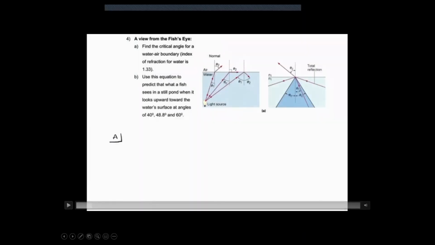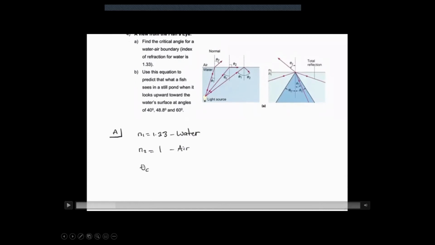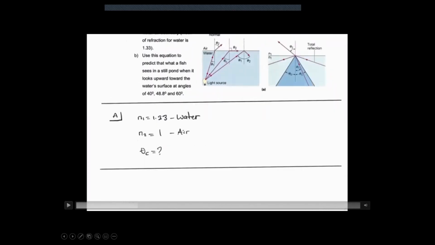In essence, this problem, I'm hoping that I've done this numerical problem, because the numbers here are kind of interesting. We're going to be looking at things from a fish's eye. So let's find the critical angle. This is going to be this angle. Then using the critical angle, we can check what the fish sees at 40 degrees, 48.8 degrees, and 60 degrees. Here's the index of refraction for water. This is the index of refraction for air.